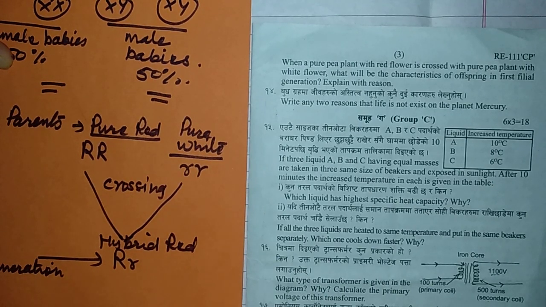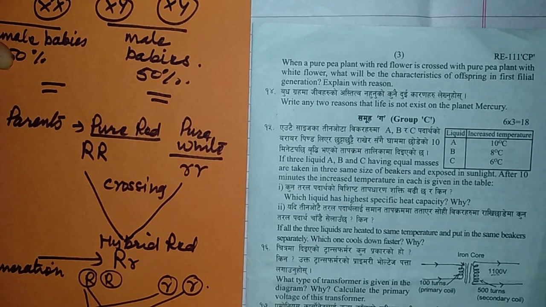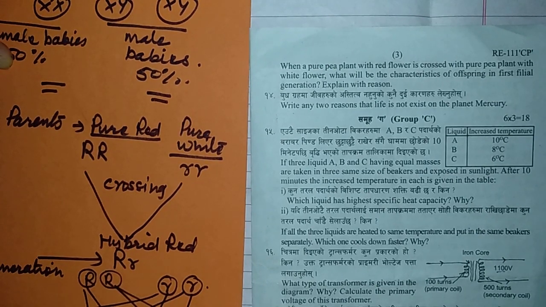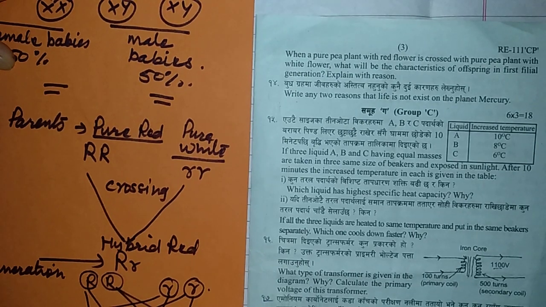Or you can show it this way also: R R, small r, small r. This fuses with this one, Rr. This fuses with this one, Rr. Again this fuses with this one, Rr. This fuses with this one, Rr. So all are hybrid red, first filial generation. You have to give a small explanation over here.